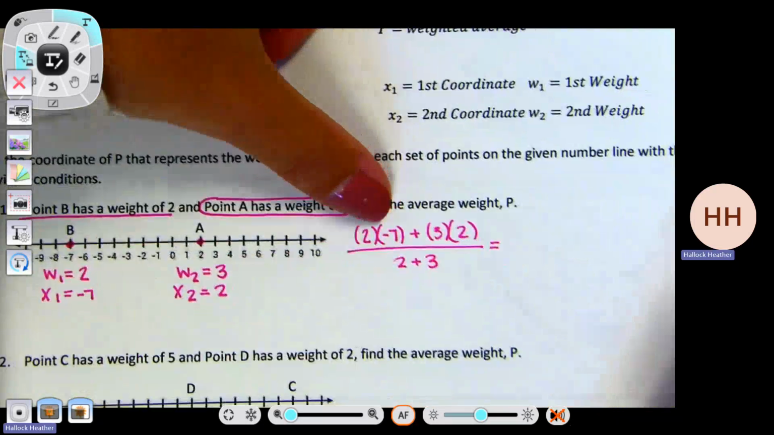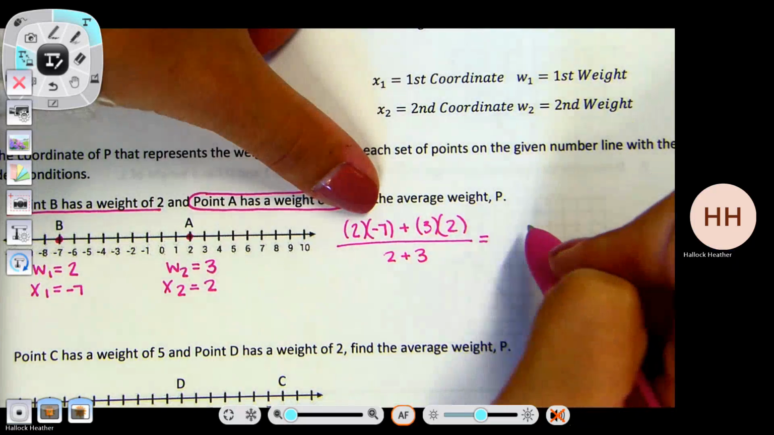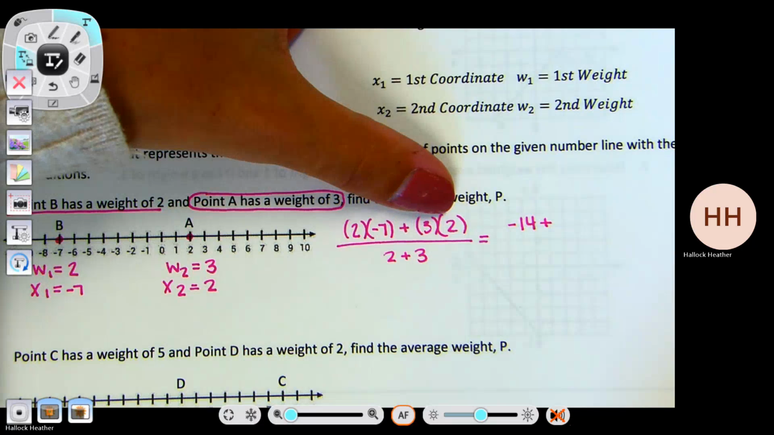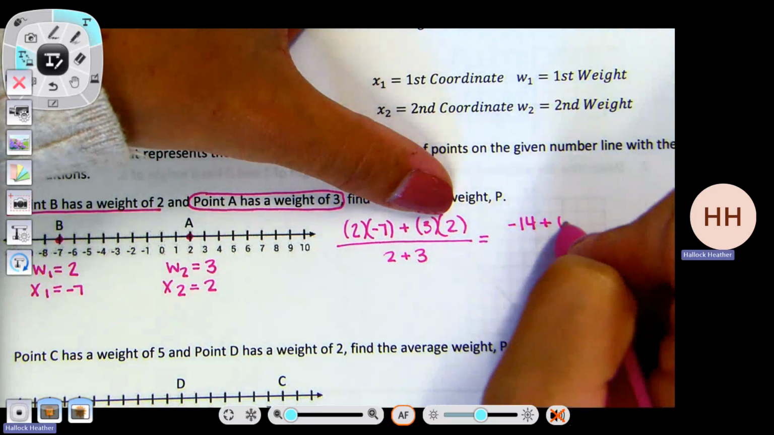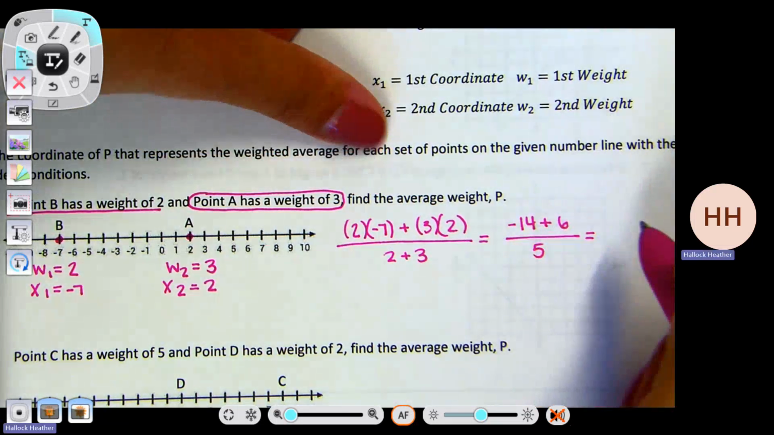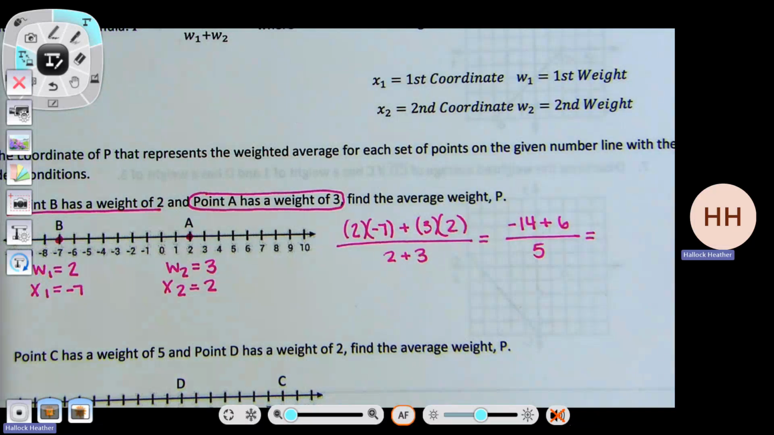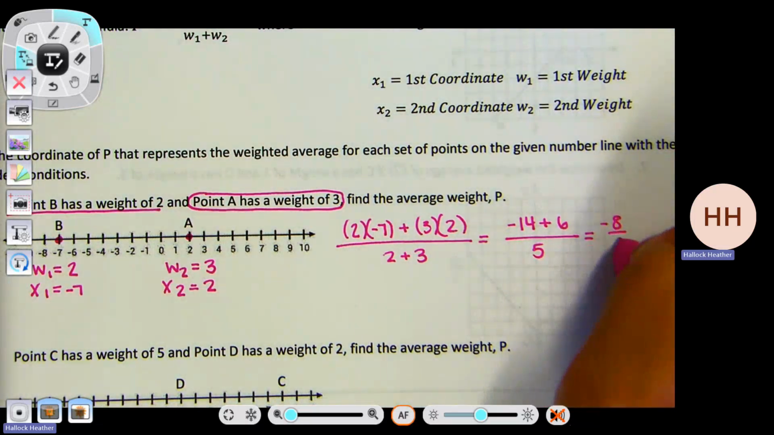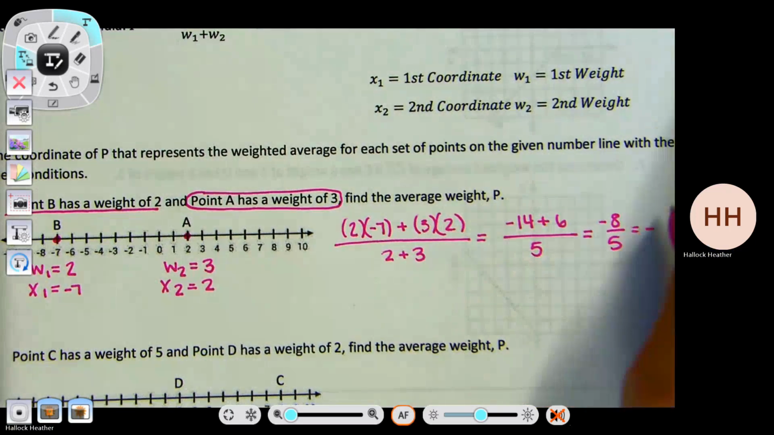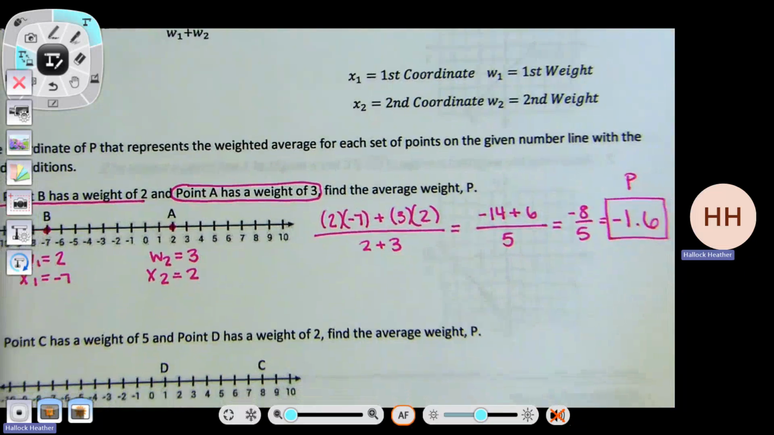So let's multiply this. 2 times -7 is -14. I'm adding what? 6, because I'm multiplying. And then I'm dividing by what? 5. So -14 plus 6 is -8. And then I have -8/5. And this is why normally I don't like to leave it as a fraction, because we have to plot this on the graph. And you're like, -8/5, what is that? So let's divide it and just get a decimal. -1.6. So this is where P is at on my graph, which represents the weighted average of the line.